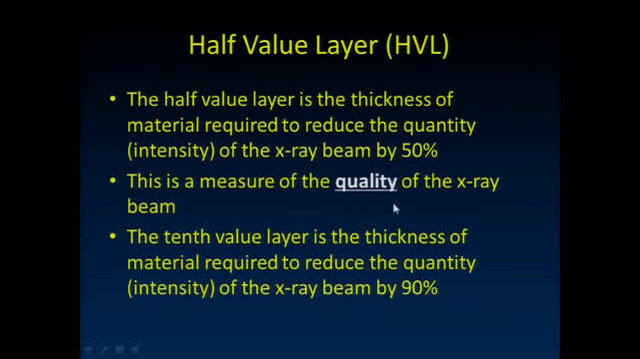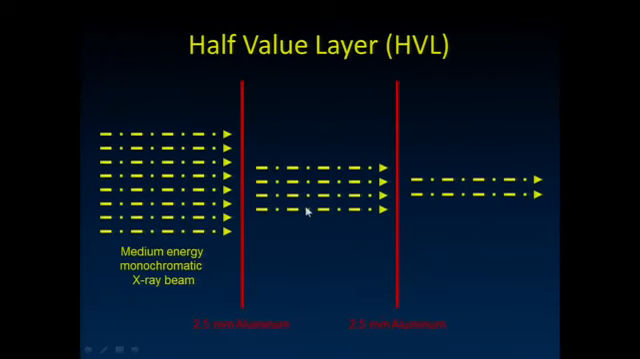And I want to introduce that concept, quality. It really tells us how energetic the X-ray beam is, because the more energetic an X-ray beam is, the greater the half value layer is going to have to be in order to decrease the number of X-rays in that beam by 50%. There's a concept called the 10th value layer that's just the thickness that reduces it to 10%, but usually we work with half value layer.